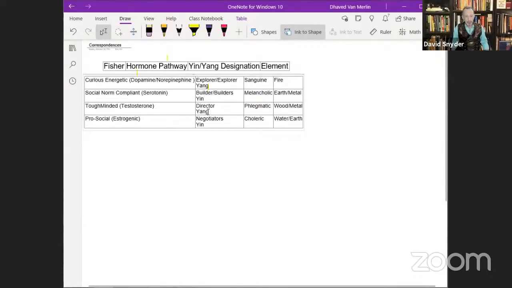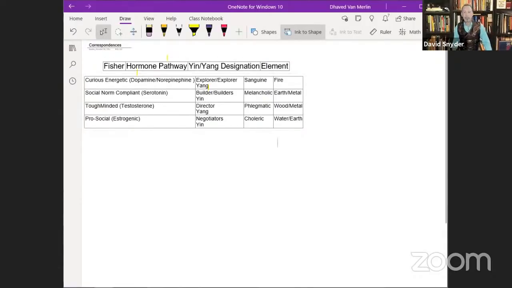Tough-minded people are more testosterone driven. These would correspond to very woody people, or the void, or akasha, and correspond to the phlegmatic Greek character type, or the wood and metal element. And you can see, if you combine social norm compliant with tough-minded, you would get someone who's very metallic from a Chinese five-element standpoint. Someone who's very dopaminergic, someone who is very yang, they would be a little bit more on the wood side. Pro-social behavior is estrogenic based. We call these negotiators, or these are very yin people, very watery people. And these people have a lot of water and earth elements to them. And that's how they correspond.